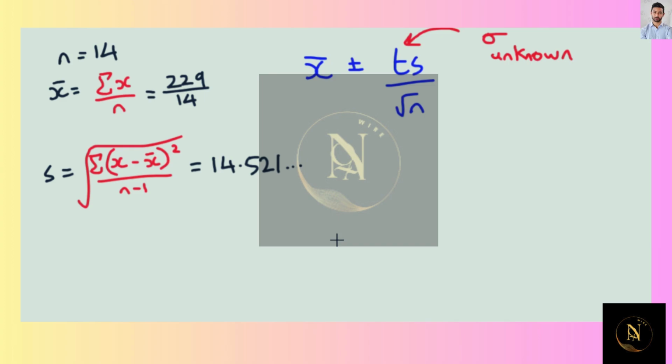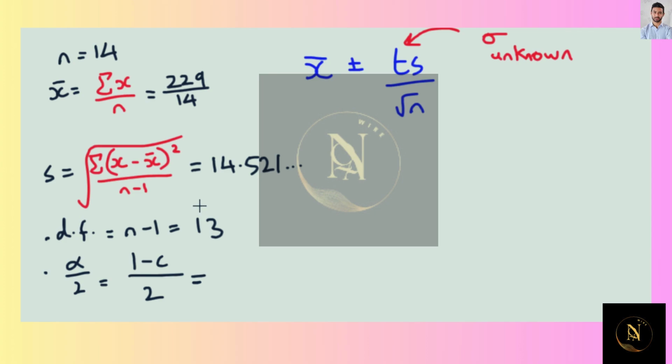And t. To get t, you need to know the degrees of freedom, which for a one sample t interval is just n minus 1, so that's 13. And alpha over 2, which is 1 minus the confidence over 2. We want 99% confidence. So alpha, the sum of the tails, is 1%, and each tail is 0.5%. So we're looking for t sub 0.005, 13 degrees of freedom. You can get that from a t-value table or from software. It is 3.012.